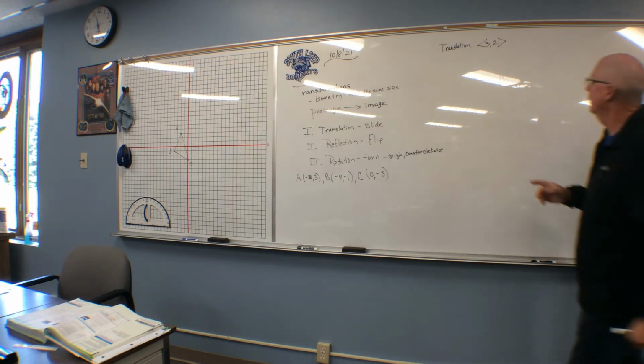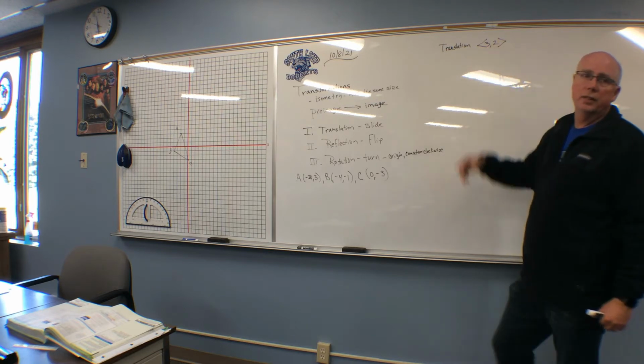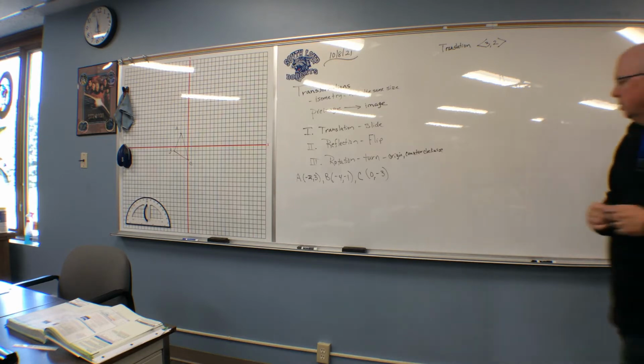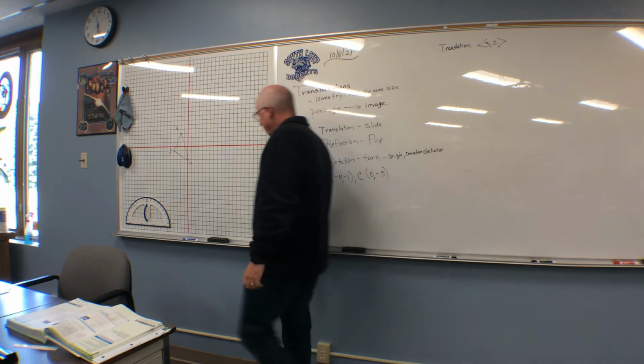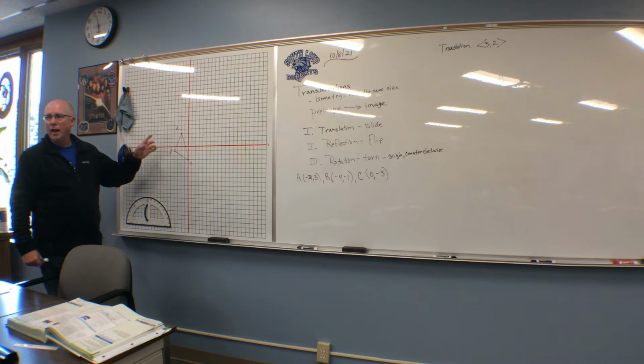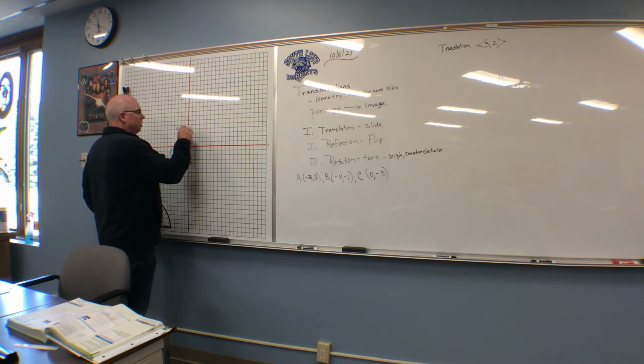Now, this is how we write a vector. It looks like the less than sign, then 3, 2, and the greater than sign. It's really an ordered pair that has those two symbols around it. What that tells me is I'm going to move it 3 to the right and 2 up. If one of them is negative, then we go left or down depending on which one is negative. So I'm going to take each point and slide it 3 to the right and 2 up. Does that make sense?